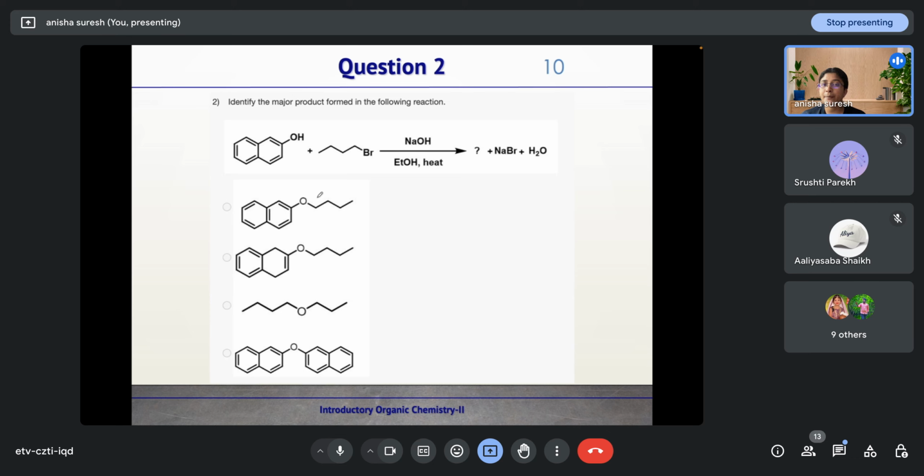Now coming to question number 2. Here this alcohol and this alkyl halide are there, and it is treated with NaOH in ethanol and heated. So we will be getting some major product along with byproducts like NaBr and water. So what is the major product that will be obtained here?